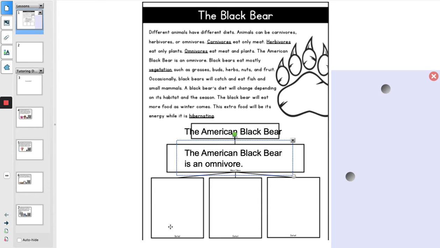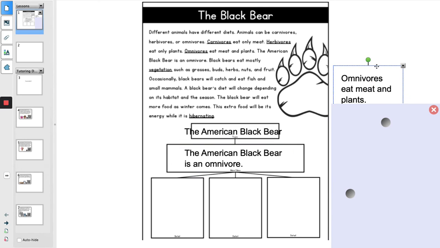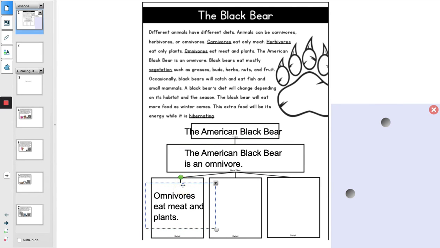So now I need to find some details that help me explain why this is the main idea. So if I've said the American black bear is an omnivore, I can't say "this extra food will be its energy while it's hibernating," because does that have anything to do with the American black bear being an omnivore? No, it doesn't. So the first thing I'm going to use is "omnivores eat meat and plants" as my first detail. That way I know what an omnivore is.